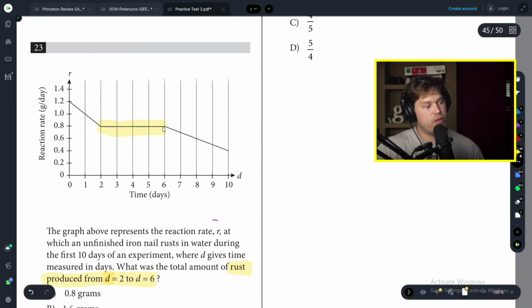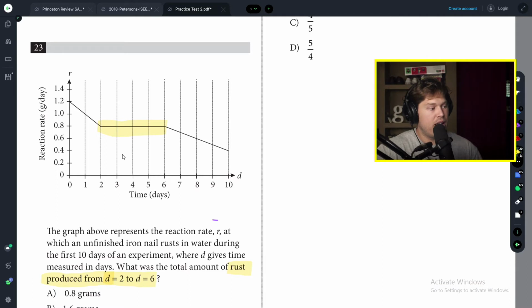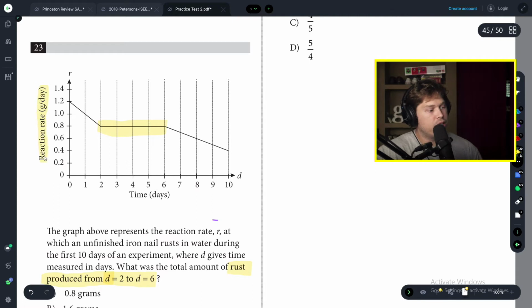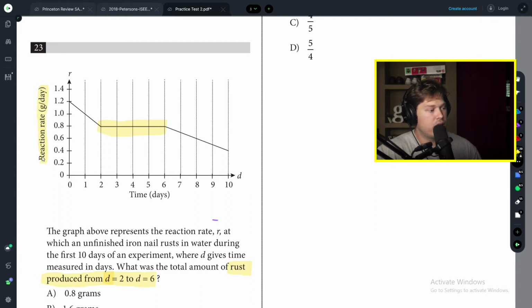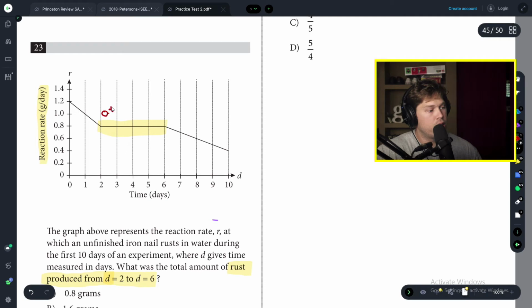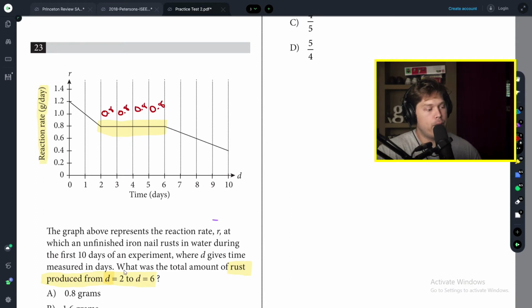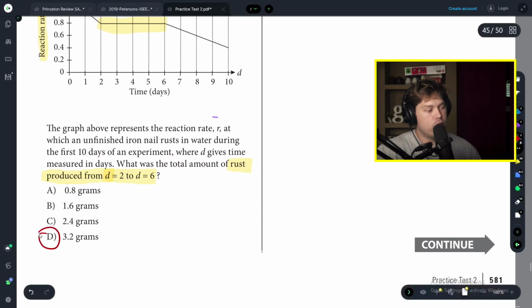So from 2 to 6, we're paying attention to this, and we can see that the reaction rate is in grams per day. Okay, so you need to read your graph. So we can see that from day 2 to 3, we produced 0.8 grams per day, and the same is true for all of these 4 days. In each of these 4 days, we produce 0.8 grams. So from day 2 through day 6, we produced a total of 3.2 grams.